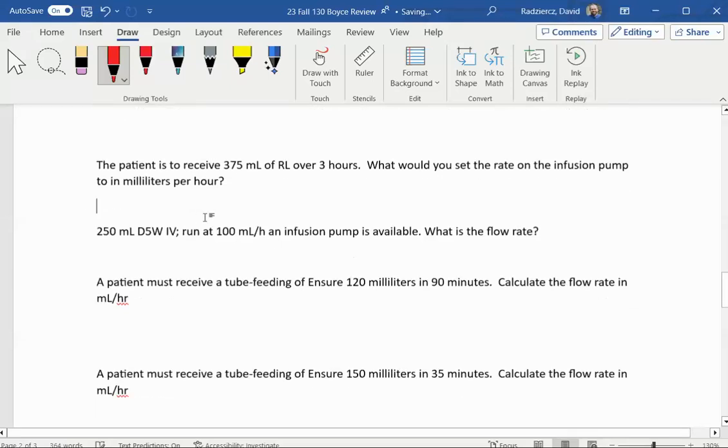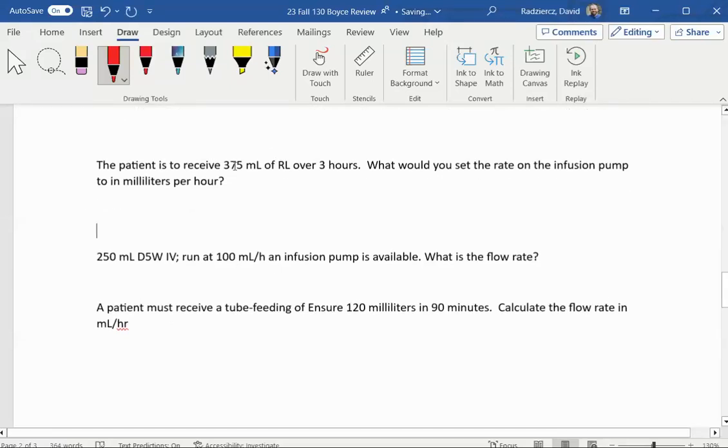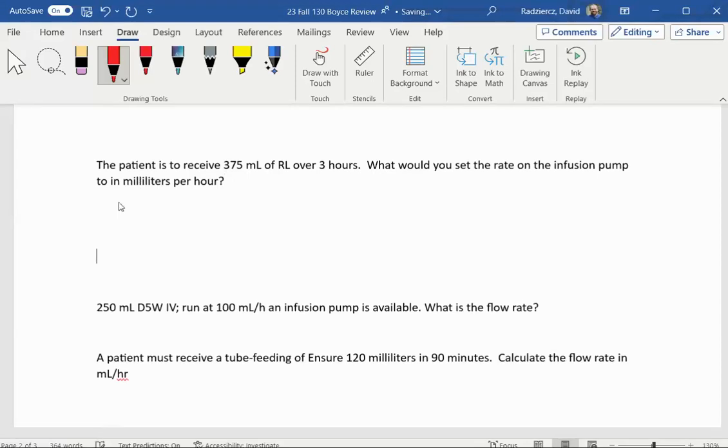So I always start off with this Ringer's lactate question, the 375 over 3 hours question. And I'm going to start off by just giving some details. The reason I start off with this one is because it's kind of standard, and then we look at some of the other nuance type questions.